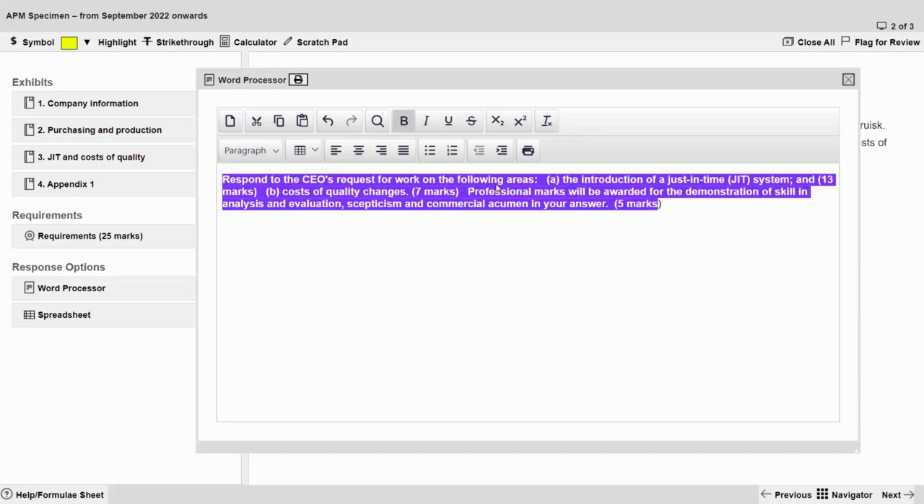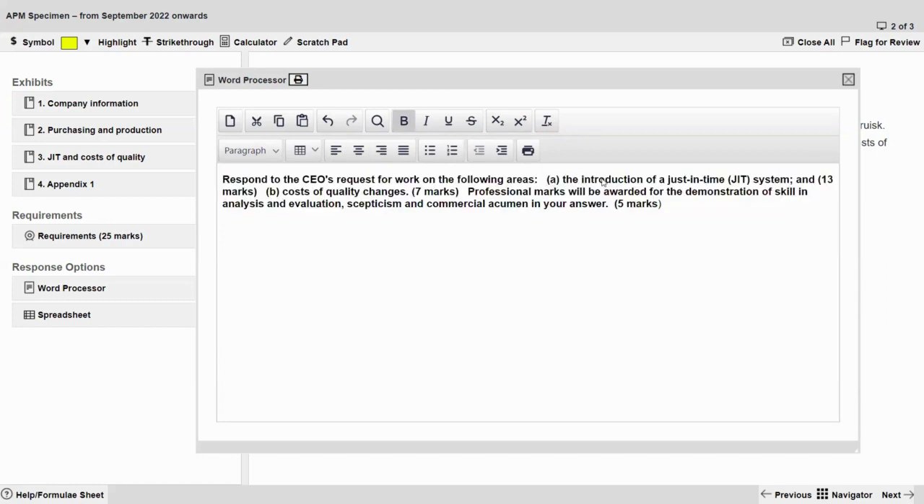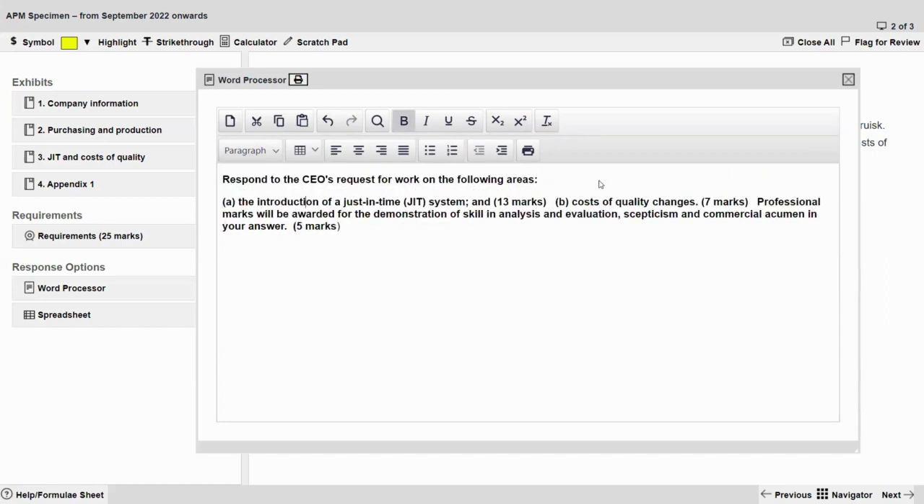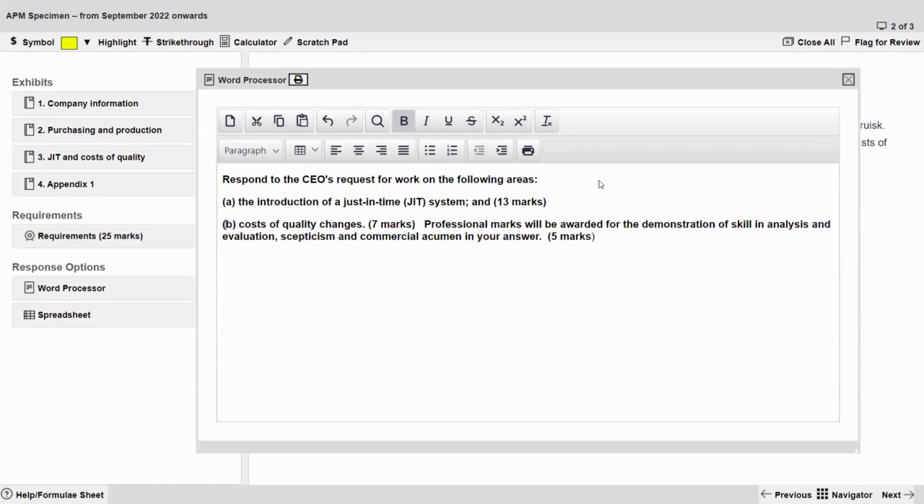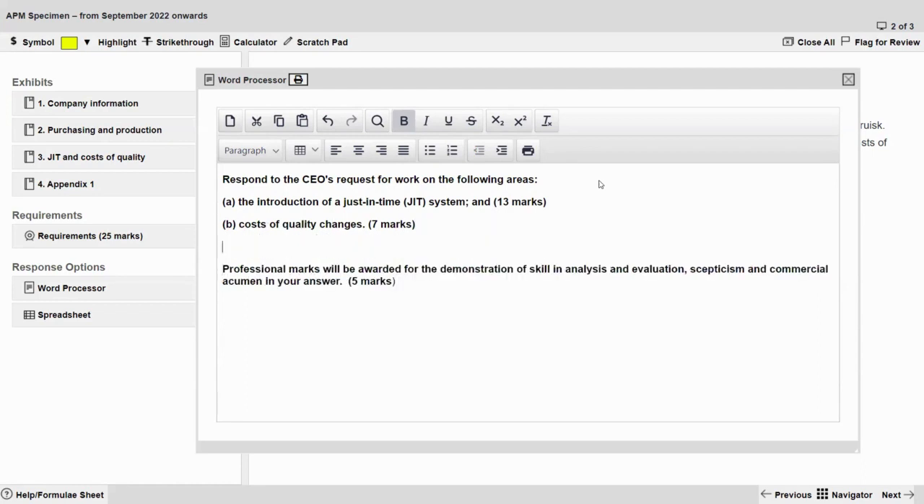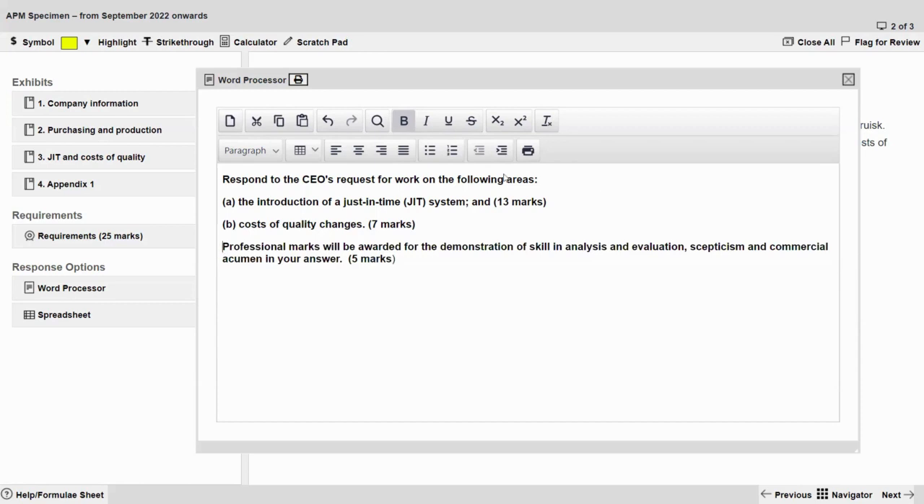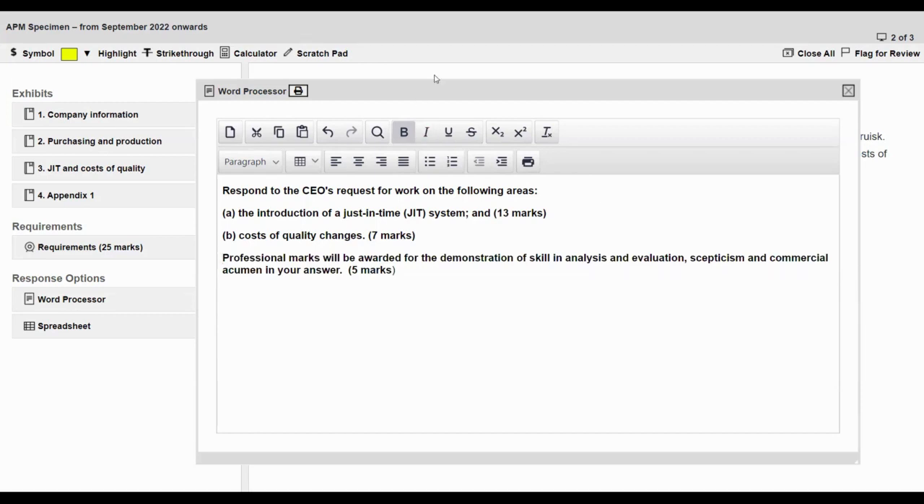So what I'm going to do is copy all the requirements onto the Word document. I've just copied all the requirements onto the Word document. Now I'm going to start discussing the questions and then I'll attempt each and every requirement of the question.